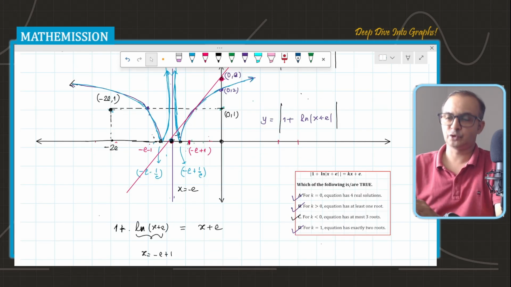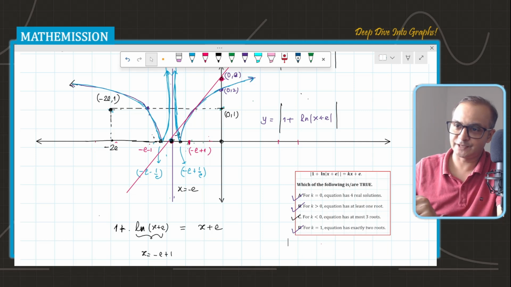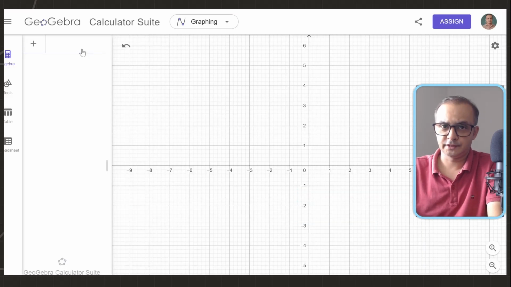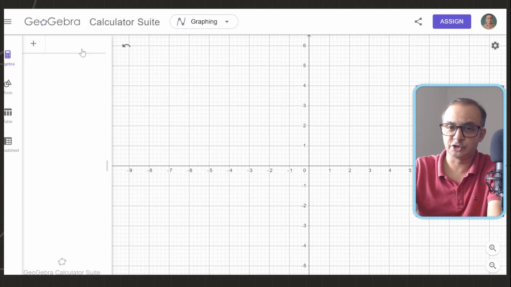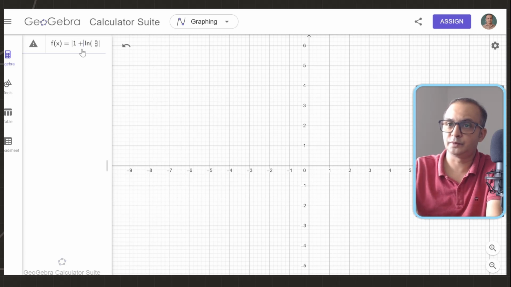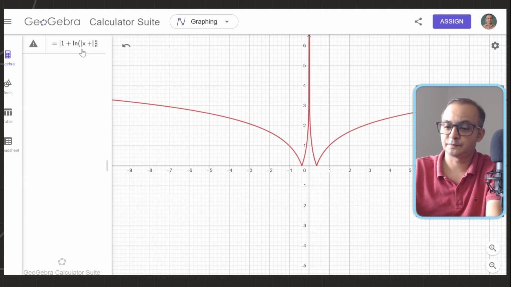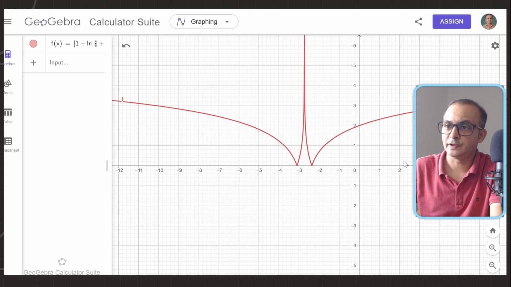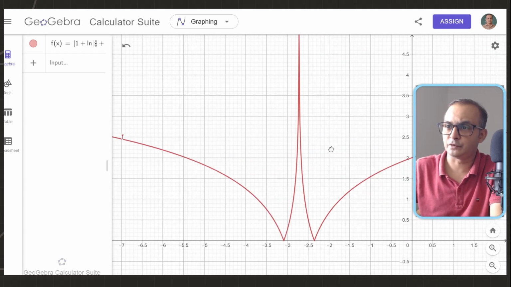If we want to confirm this whole thing, let's go to GeoGebra and see what is happening there for this particular question. So let's jump into GeoGebra. So we are in GeoGebra now, and we have to draw the left side function first. So f(x) is equal to mod of ln, but there's a 1 also, so 1 plus log, and inside log there's a mod sign, so let me take that also, mod of x plus e. And you saw that we had the same graph before.